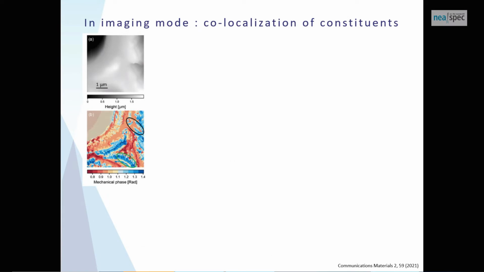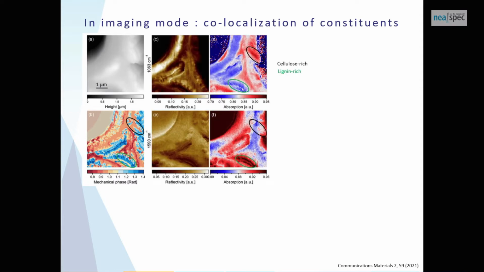So we start by doing imaging with the s-SNOM, and we actually did some colocalization of the different constituents. Here you have the topography, and actually we don't see much. Here you have the mechanical phase, and for now we don't know exactly what that means, and we acquired the optical images in reflectivity and absorption at cellulose-specific wavelengths and at lignin-specific wavelengths. And you can already see in the absorption that we can evidence some cellulose-rich region and lignin-rich region.